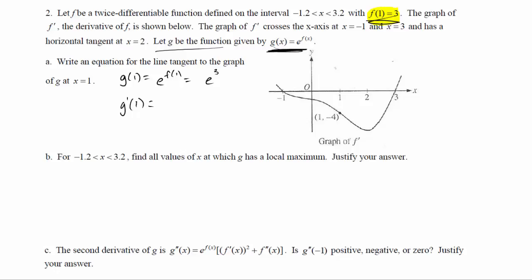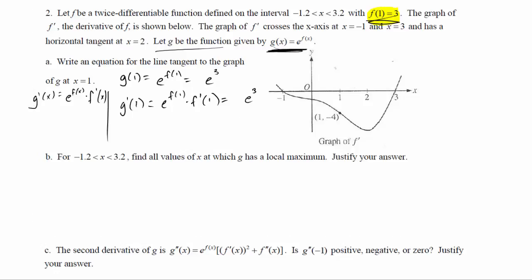However, if I want g prime of 1, well, I'm missing what g prime is. So I need to find the derivative. G prime of x equals, well, e to the power of f of x is e to the power of f of x. But using the chain rule, I also need f prime of x. So if I want g prime of 1, I need e to the power of f of 1 times f prime of 1, which e to the power of f of 1, again, is e cubed.